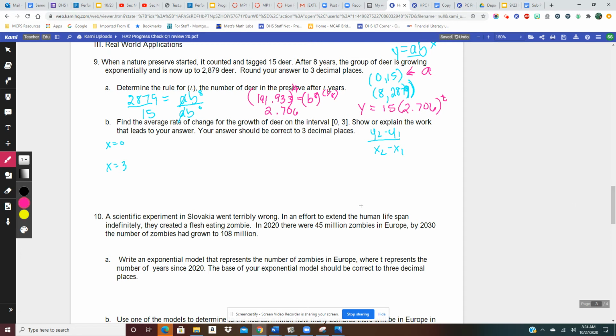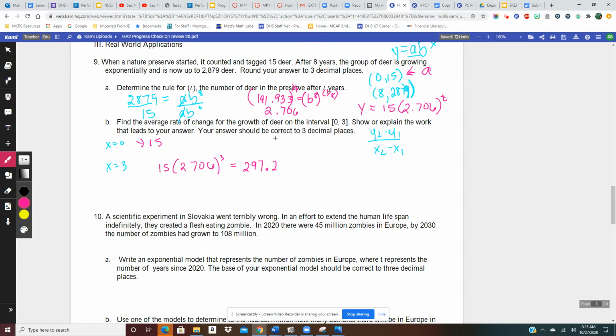All right, so find the average rate of change between 0 and 3. Well, I already know the 0 is 15. That's my start. So I'm going to plug this 3 in here. I'm going to do 15 times 2.706 to the 3 and see what we get. 15 parentheses 2.706 parentheses exponent 3. And I get an answer of 297.2. Oh, it says 3 decimal places. 297.2 is fine for this because for my final answer, I'm going to use 3 decimal places.